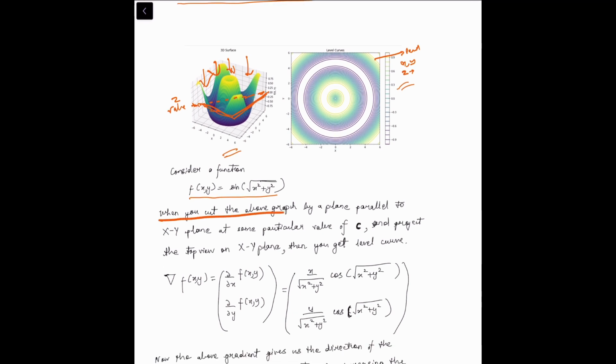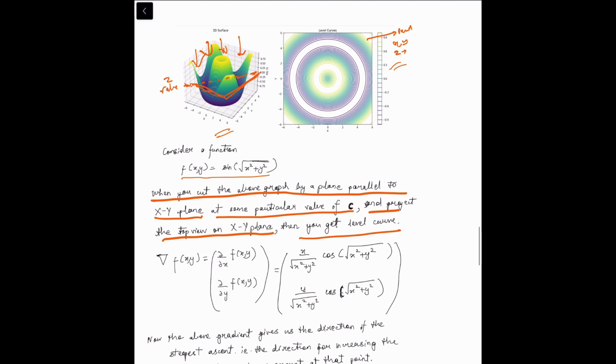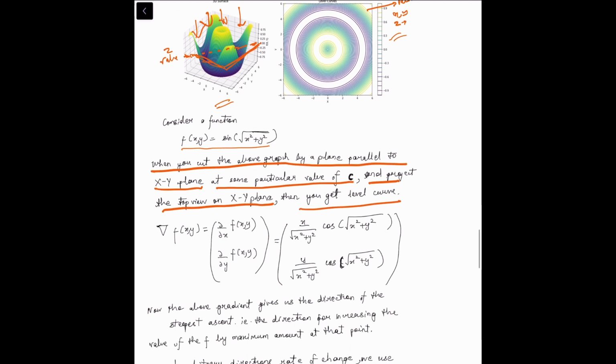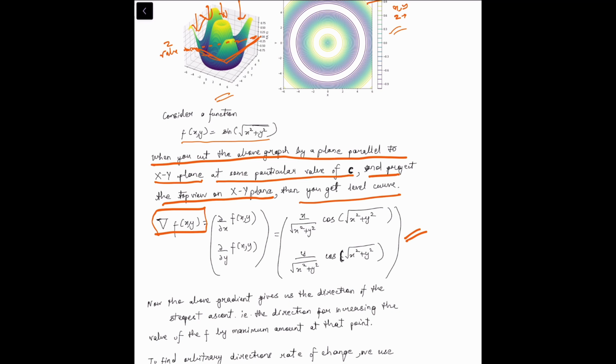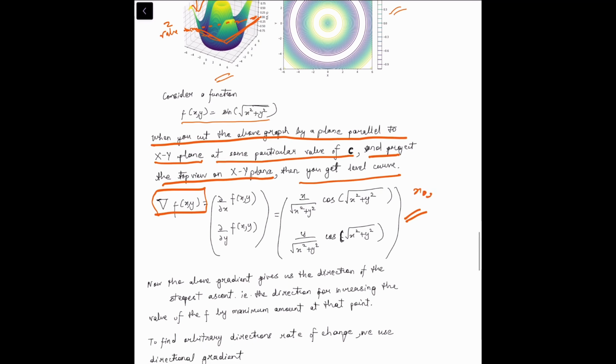When you cut the above graph by a plane parallel to the xy plane at some particular value of c and project the top view on the xy plane, then you get a level curve. Okay, fine. Now let's calculate the gradient of the function. This is the gradient of the function, and if we substitute the values of x0 and y0, suppose, then this gradient will give us the direction of the steepest ascent.